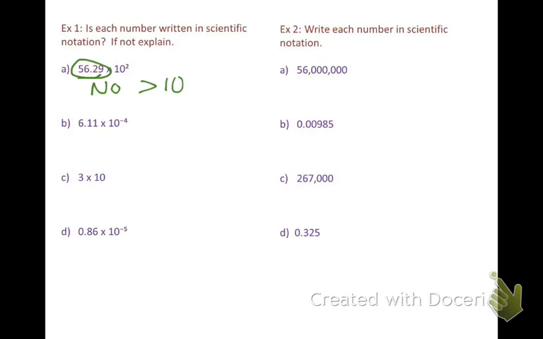Okay, so B, it's 6.11. Is that between 1 and 10? Yes. Thank you. Yes. It's negative 40, but the number is 6.11, so that's a yes.